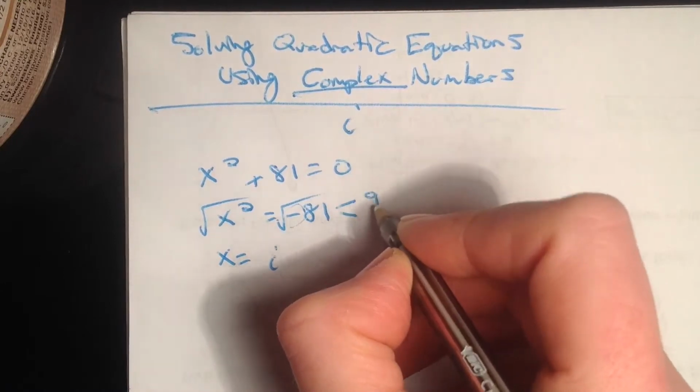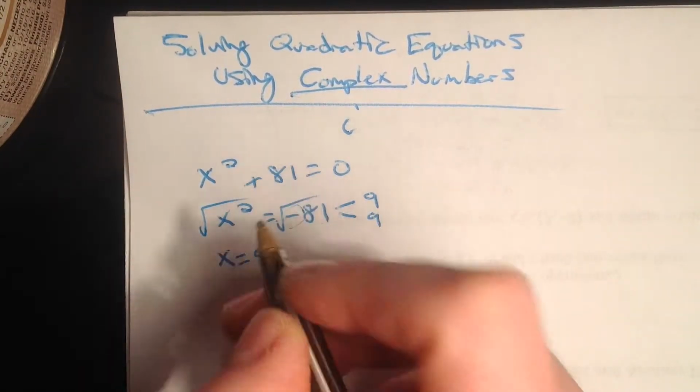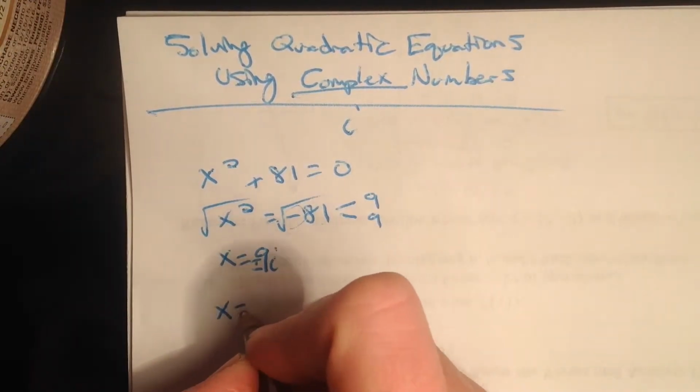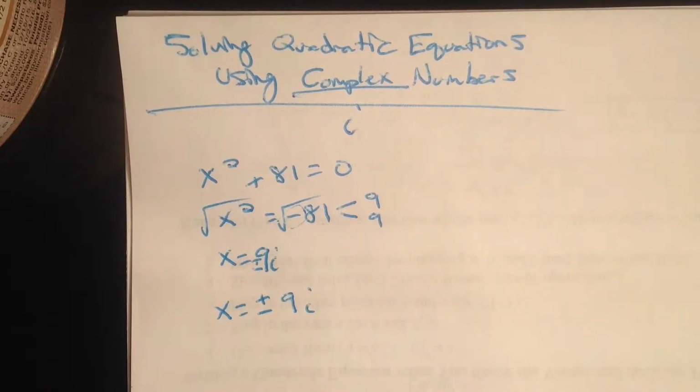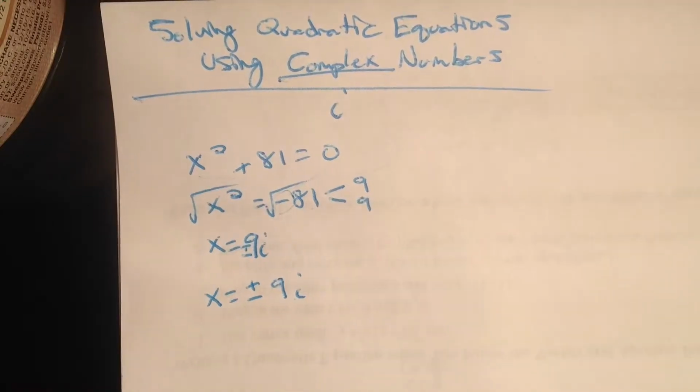81 breaks down to a factor tree of 9 and 9, so we get 9i, but remember, if we square root, we get plus or minus. So to write this a little bit better so you can see it, plus or minus 9i. So this imaginary answer would be our two places where this is equal to 0. Kind of interesting to think that we can have imaginary solutions.